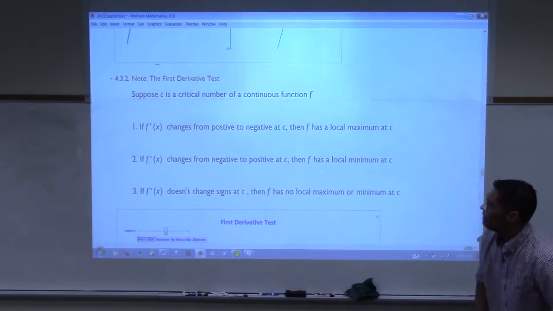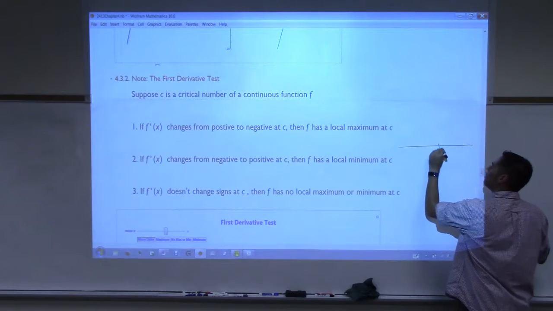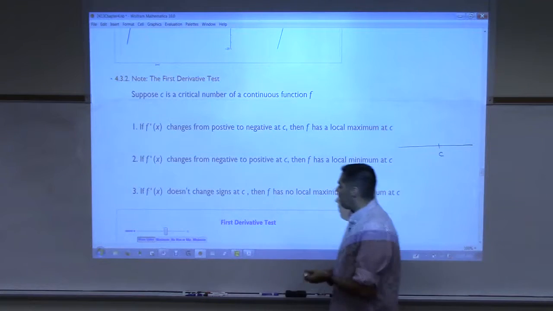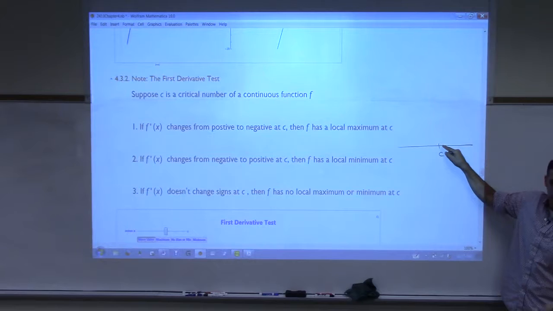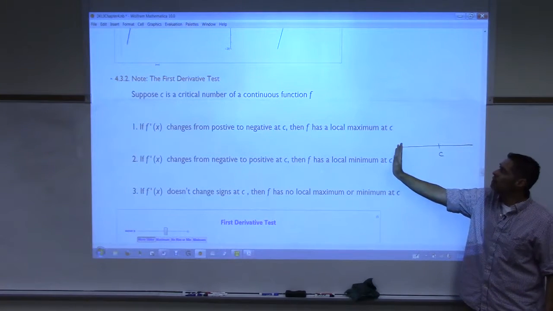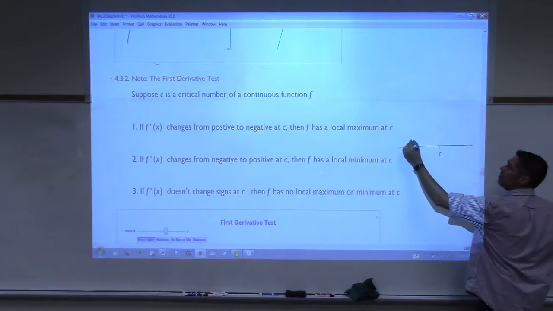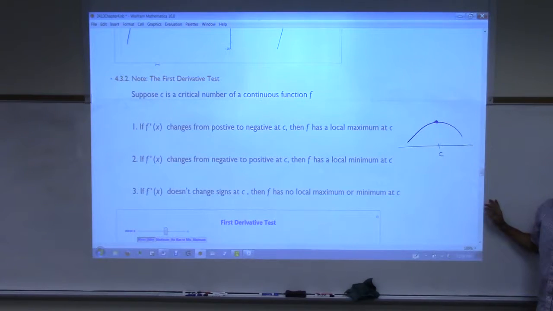So let's think about that. If I tell you I'm about to draw a function, and here's c, and c is a critical number, so the derivative is either 0 or undefined there, right? And the derivative changes from positive to negative. That means my function must be doing what? Coming up, positive, and then negative must come down. So it's going to look like that, and we will have a local maximum there.